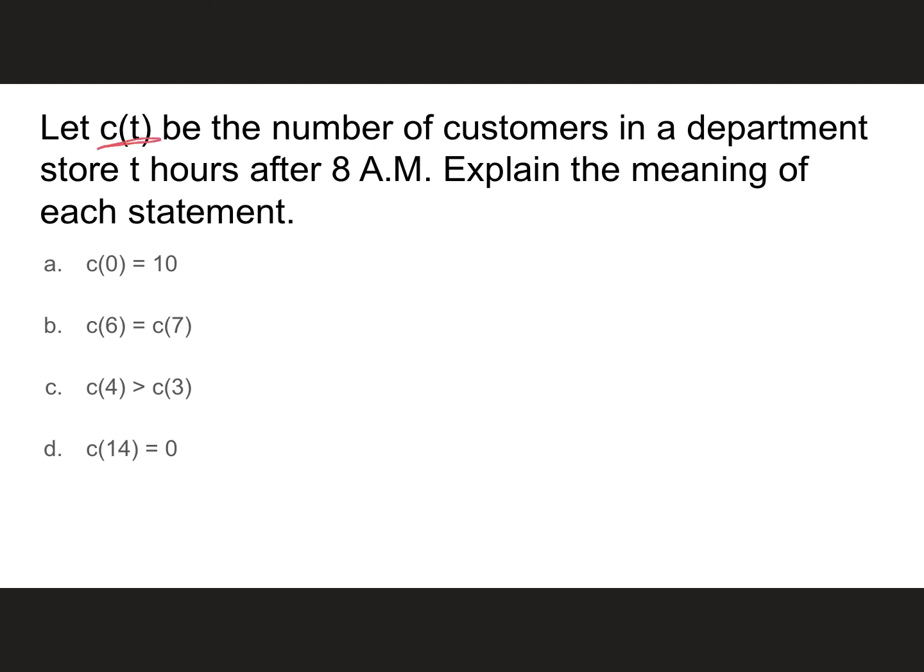Let C of t, that's our function, be the number of customers in a department store t hours after 8 a.m. And we're going to explain the meaning of each statement. So first of all, what does C of 0 mean? Well, the 0 replaced t, so this is 0 hours after 8 a.m. Well, 0 hours after 8 a.m. is 8 a.m. And we're saying that the output at 0 hours is 10. Remember, C of t is the number of customers. So if we were going to write a reason for this, this is at 8 a.m.